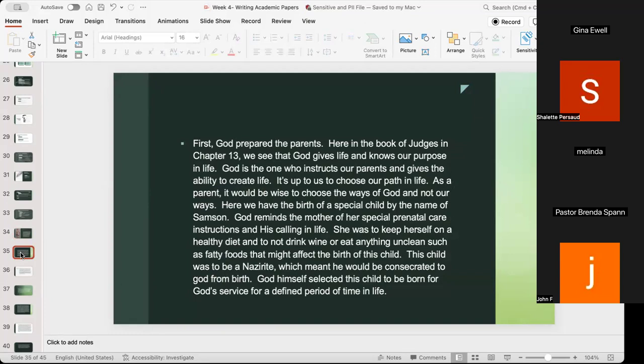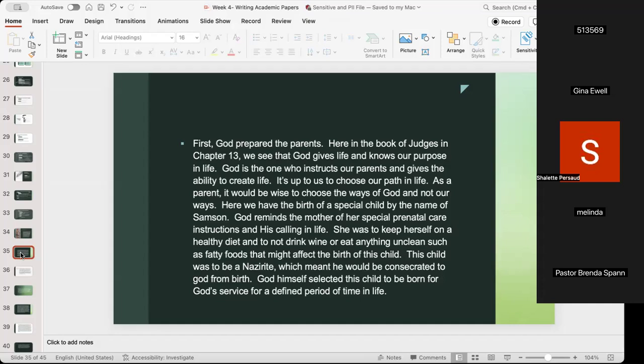Here we have the birth of a special child by the name of Samson. God reminds the mother of her special prenatal care instructions and his calling in life. She was to keep herself on a healthy diet and to not drink wine or eat anything unclean, such as fatty foods that might affect the birth of this child. This child was to be a Nazarite, which meant that he would be consecrated to God from birth. God himself selected this child to be born for God's service for a defined period of time in life.